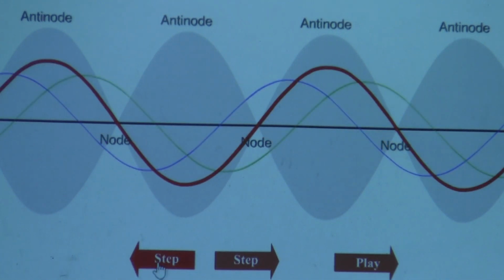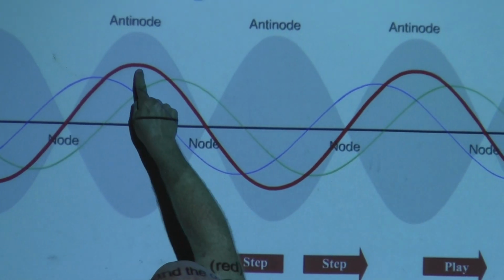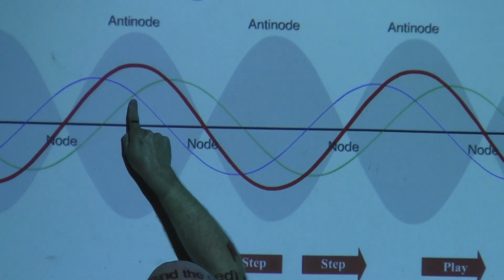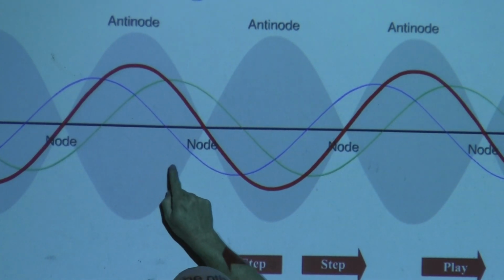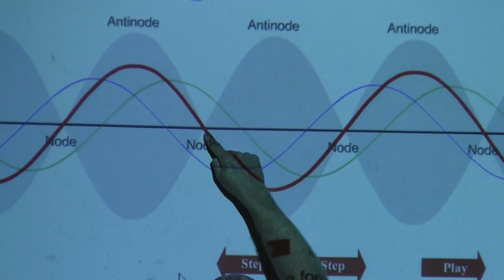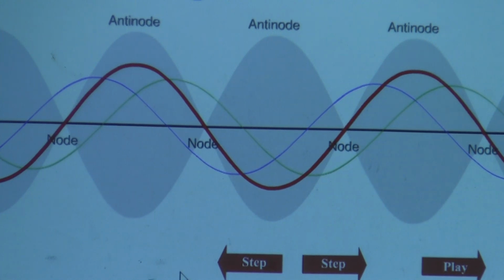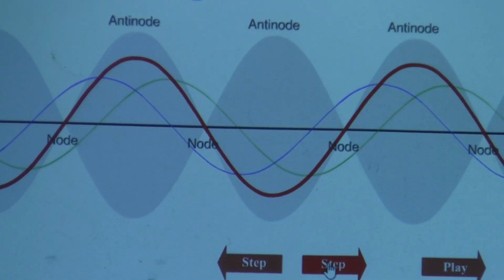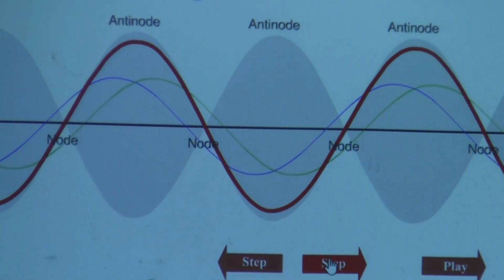In fact, if I stop it in its motion right here, you'll see that this is the antinode. The red one is the combination of this height of the green one and the height of the blue one. This node right here is a combination of the height of the green one and the height of the blue one. If I move the waves one step, maybe a second step, maybe a third, maybe a fourth, you see that same thing.